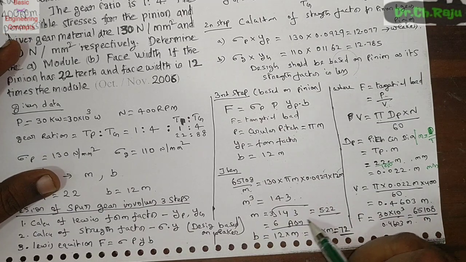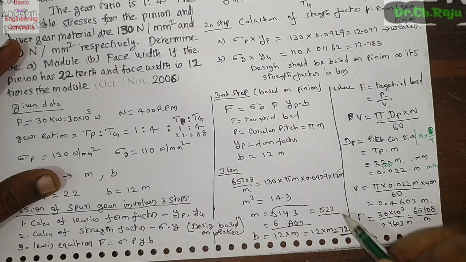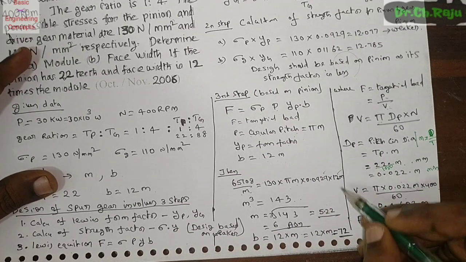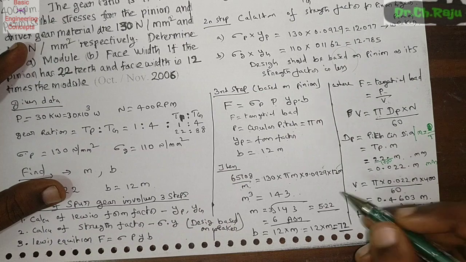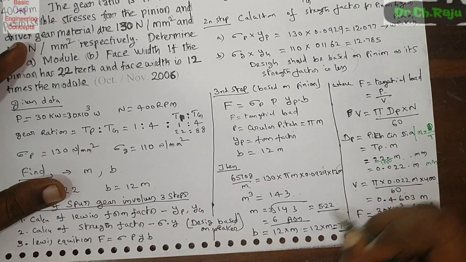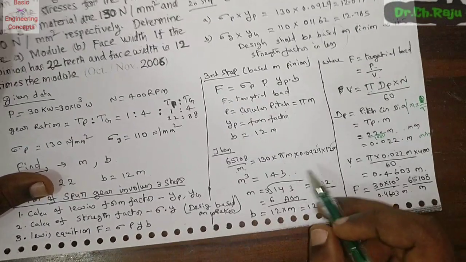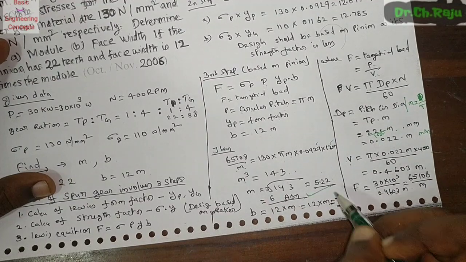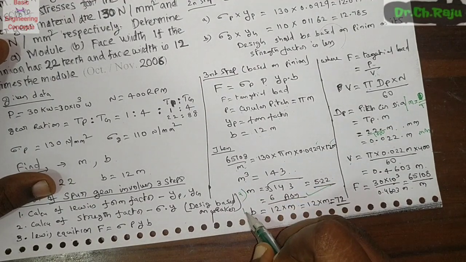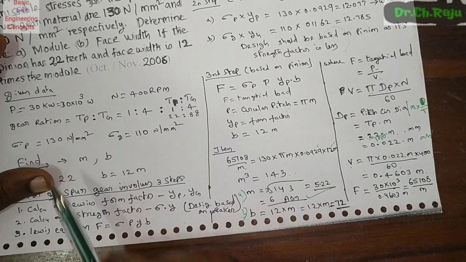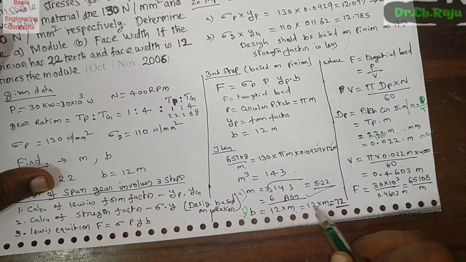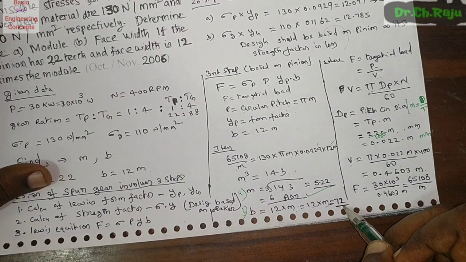So m can be calculated by the cube root of 143, that is 5.2. So it can be rounded up to 6, that is m is equal to 6. Once the module is calculated, you can calculate the face width as asked, that is B is equal to 12m, that is 12 into 6, which is 72.